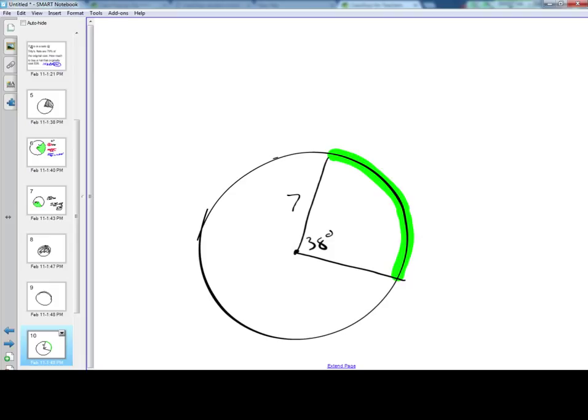So I'll give you guys about 30 seconds. Okay, 20 seconds. And go. Wait, I'm still drawing this. Okay. Length. What is the length? Length of that arc.